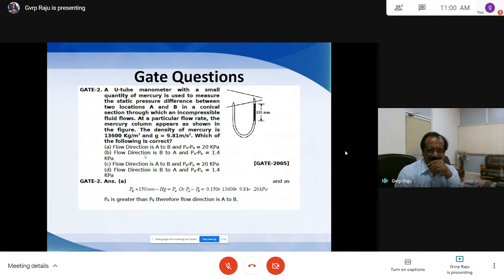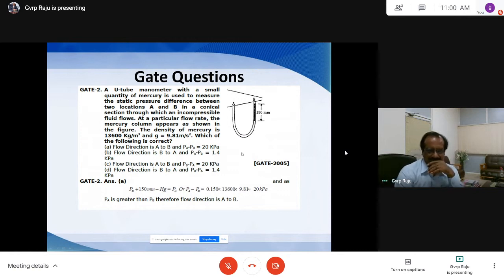The flow direction here is obviously this way. Otherwise, you cannot expect mercury somewhere here. If it is B to A, you can expect mercury somewhere here. But if the mercury is somewhere here, you can expect this is A to B.